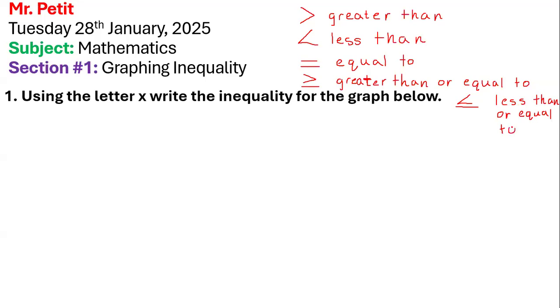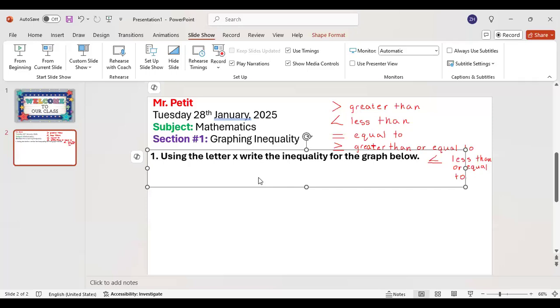Less than or equal to. All right, so greater than, less than, equal to, greater than or equal to, less than or equal to. Those are the symbols that you need. Now it's time for us to graph this thing. You're going to use your ruler and draw a straight line.